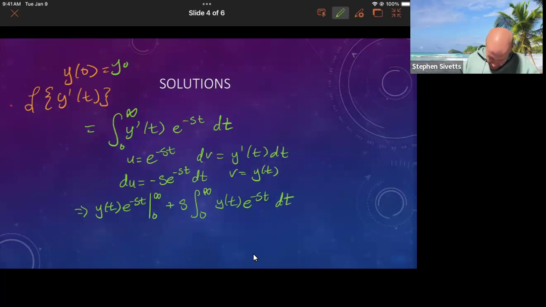And so y of t is just a function, right? And as t gets bigger, e to the minus st would eventually go to 0. And so what you have is the lower limit is y of 0. y of 0 times e to the 0, which is 1. And then it will be plus s times the Laplace transform of y of t.